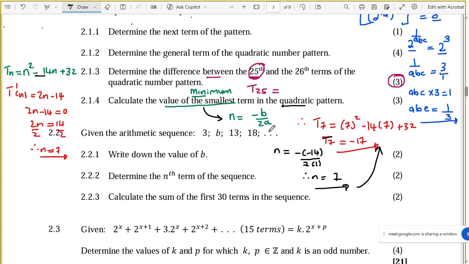Yes. 100%. The next question, 2.2.1: write down the values of b, and they say that this is an arithmetic sequence.